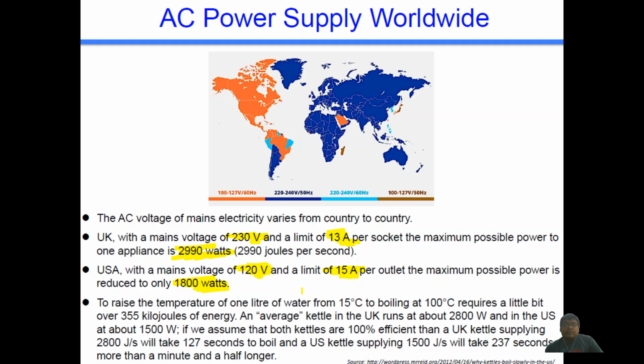Because of that, when you boil water using the same product, for example, raising the temperature of 1 liter of water from 50 degrees Celsius to 100 degrees Celsius requires 355 kilojoule of energy. Based on this, you can know that the UK will reach 100 degrees Celsius more quickly compared to the USA. That's the reason why.